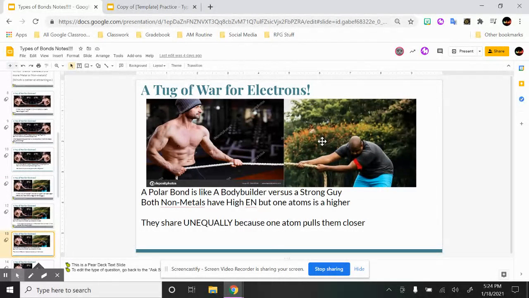In a polar bond, we still have two nonmetals, so they're both really strong. They both have high electronegativities. But one of those nonmetals has a slightly higher electronegativity. It's a little bit better at attracting electrons. So it's going to pull those electrons towards it, pull a little bit closer. Now, the other atom isn't going to let go. It still needs those electrons. So they're going to have to share them, but they're going to share them unequally.